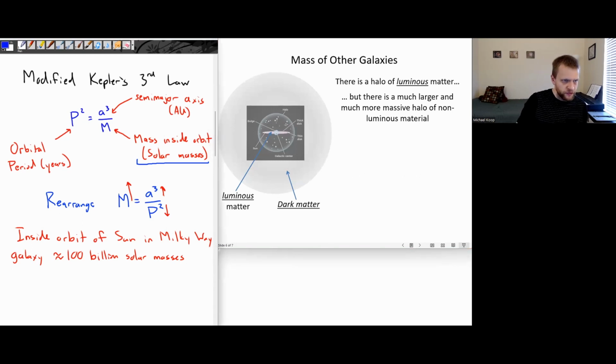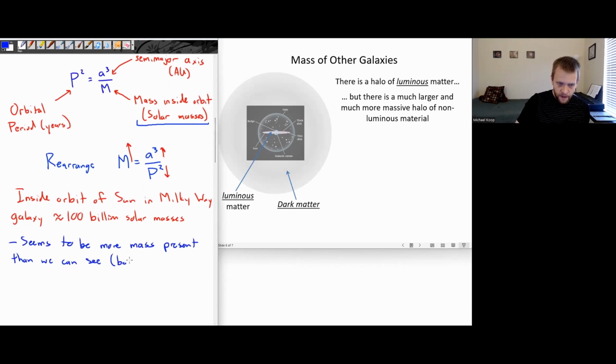So let me summarize a couple of those important points. There seems to be more mass present than we can see, based on higher than expected orbital speeds far out in these galaxies.